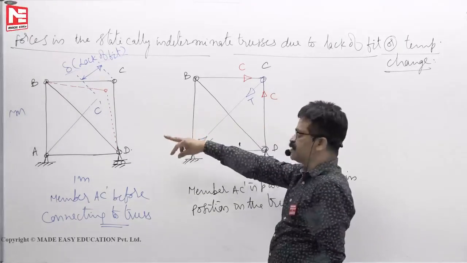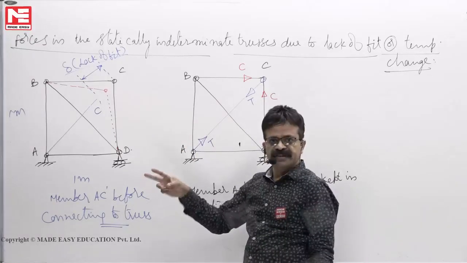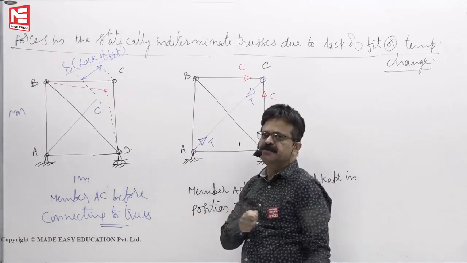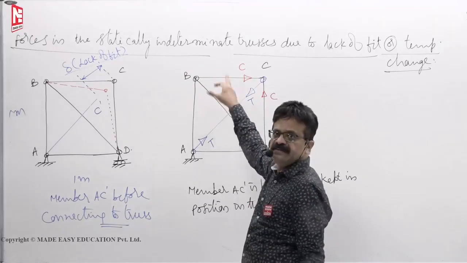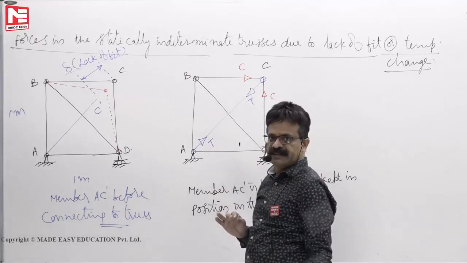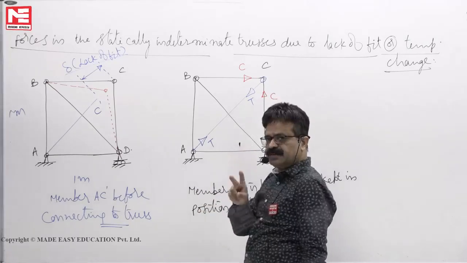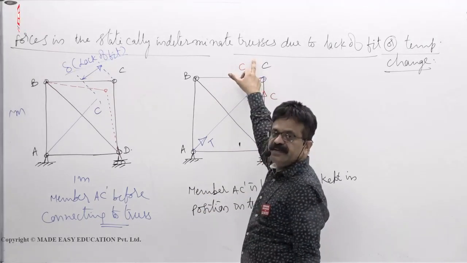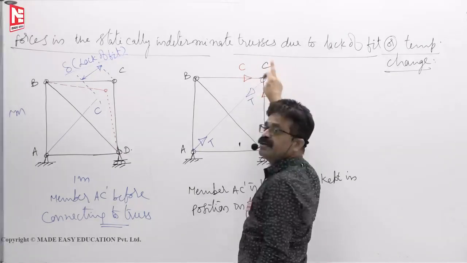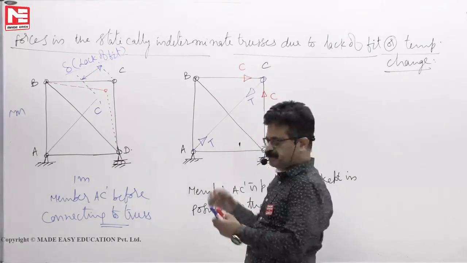If member AC is too short in a statically indeterminate truss and is pulled and kept in position, what is the force in the member BC? Tension, compression, no force, like that. That's all. Then in 2 minutes, you should quickly draw this free body diagram and check what type of force will develop so that the joint will be in equilibrium.